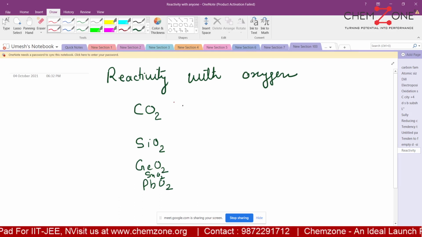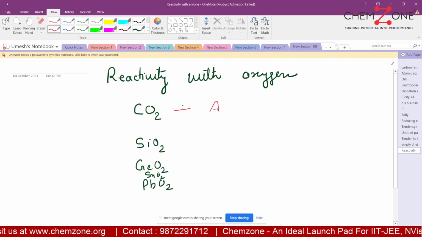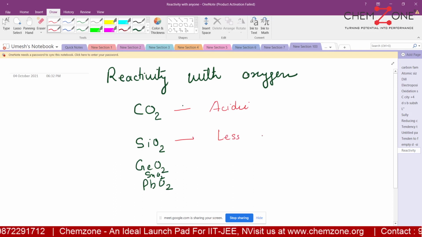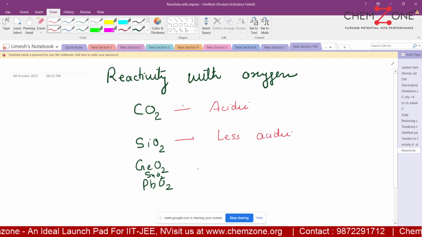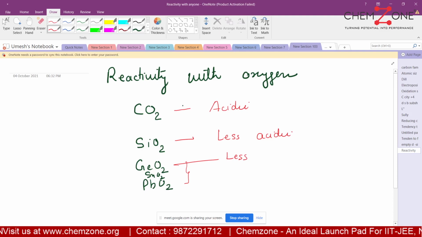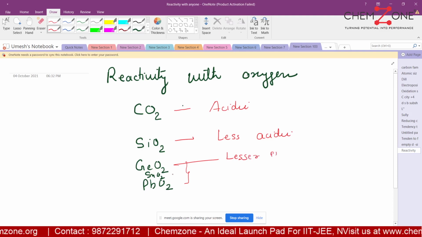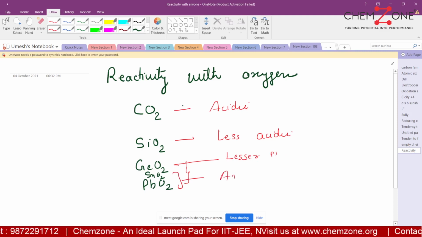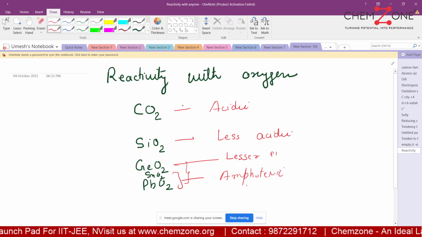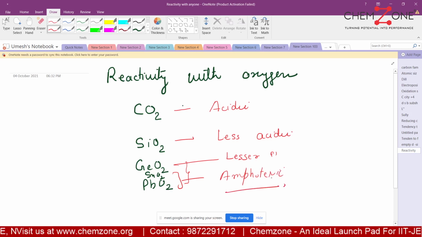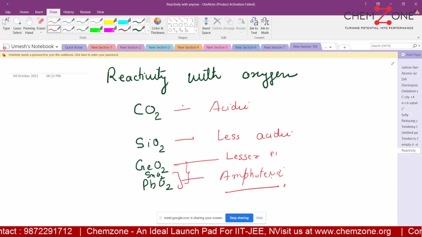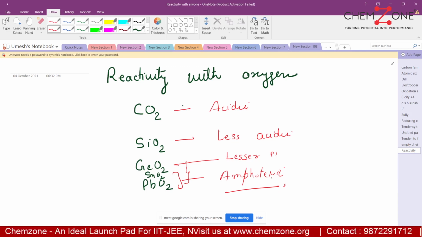The important feature is that carbon dioxide is acidic in nature. Silicon dioxide is less acidic. Germanium dioxide is even less acidic. But these two elements' oxides are amphoteric in nature. Can you tell me the meaning of the word amphoteric? It can act as a base and an acid both.